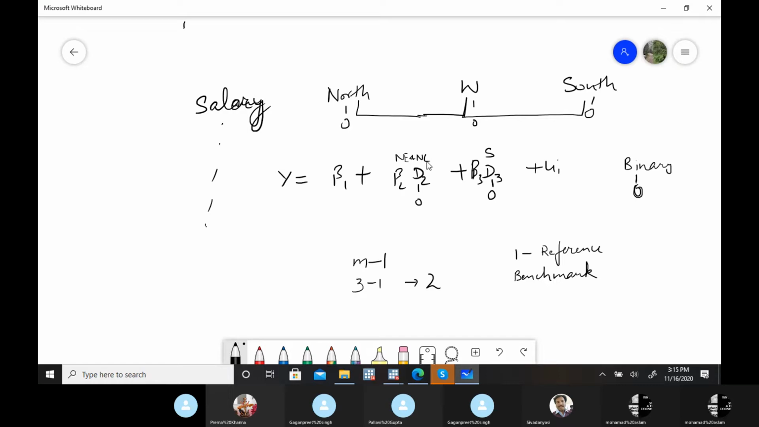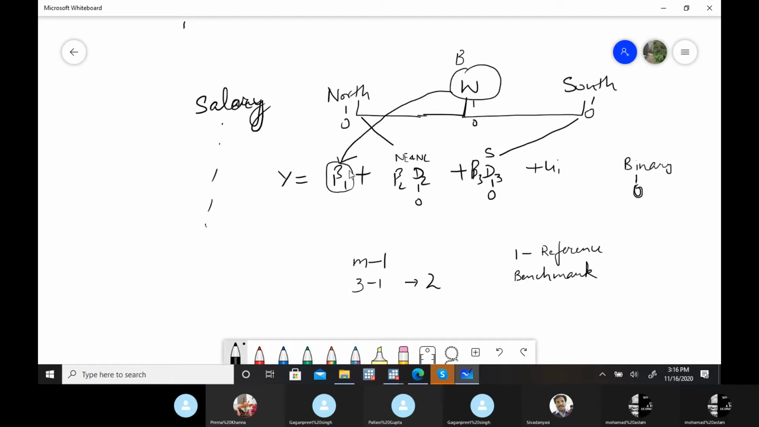The left out, like here we introduced North and South, so the left one is this West. Here we are keeping it as the benchmark category, so the results will differ from this benchmark category. And the value for this benchmark category will automatically come from the intercept term. This particular value is for the left out, the third category in this case.